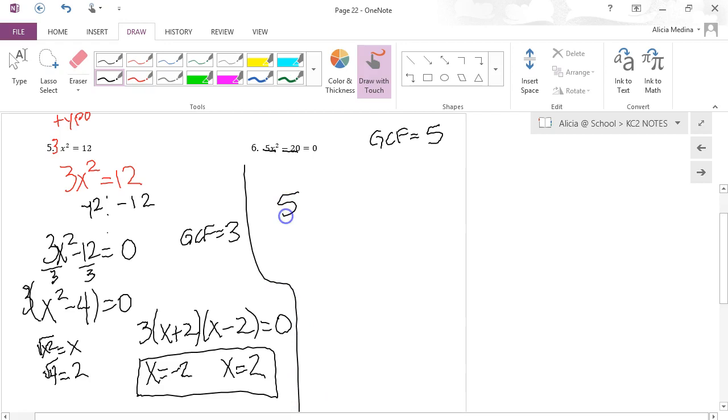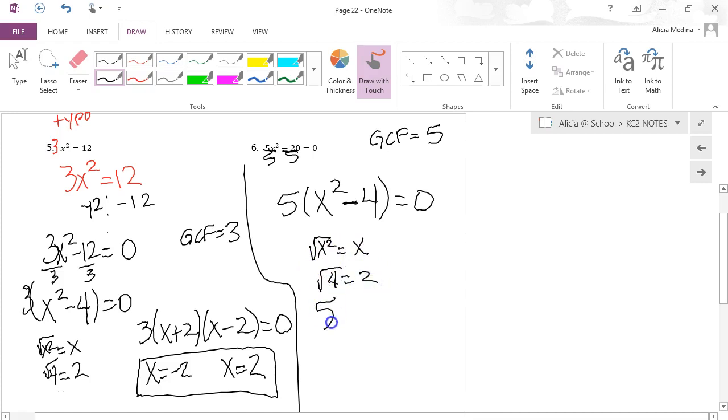Remove that 5 out, I'm going to be left with, if I divide each term by 5, x squared minus 4 equals 0. I do see only 2 terms there, and I'm subtracting. So again, I think of that difference of squares problem. If I take the square root of x squared, that's x. The square root of 4, that's 2. So in this case, it becomes 5 times x plus 2 times x minus 2, still equal to 0.